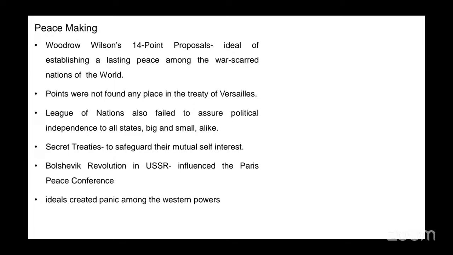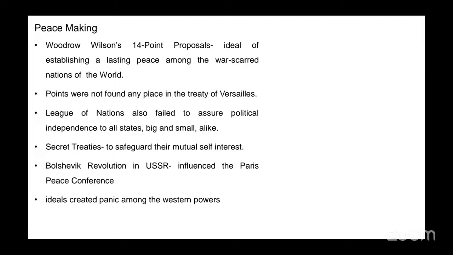Then the League of Nations also failed to assure political independence to all the states, big, small, and alike. This can be seen because in spite of the League of Nations existing after 1919, the nations were still fighting among themselves, colonies were occupied from one country to another, and colonialism was more powerful than ever. So neither the 14-point formula, nor the League of Nations, nor the Treaty of Versailles could control the outbreak of the war.